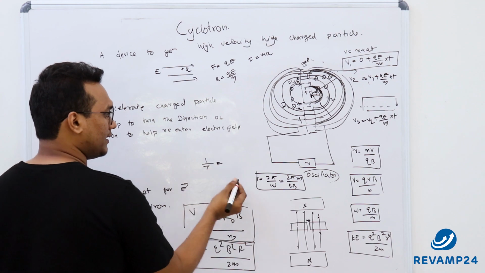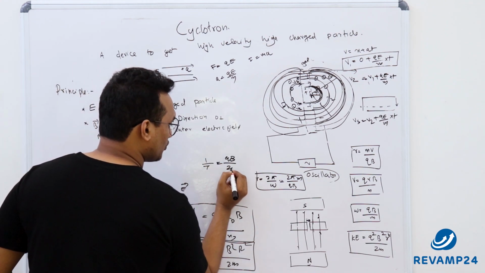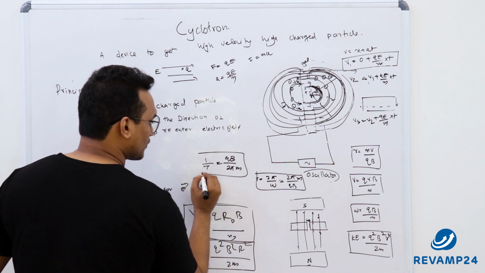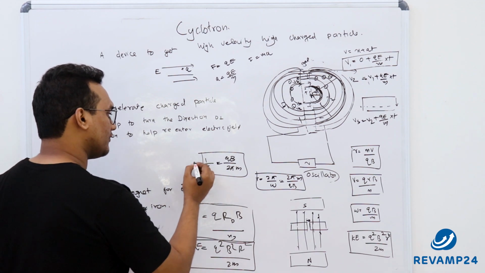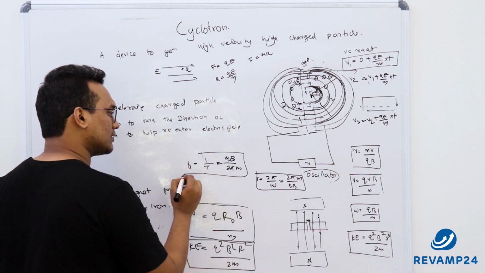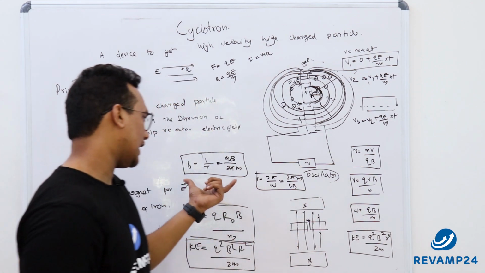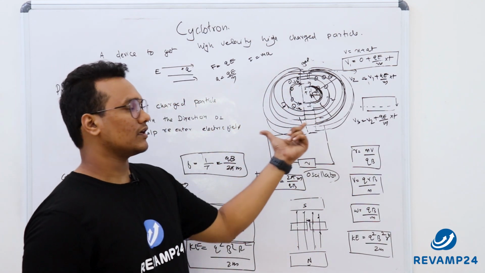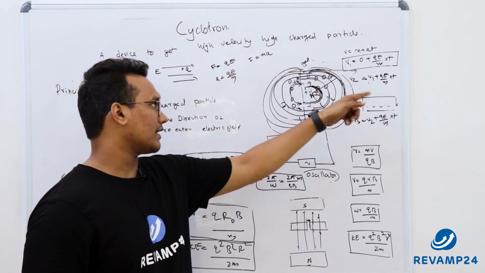So 1 by time period is nothing but frequency. That will be QB by 2 pi M. So 2 pi M by QB is the time period and 1 by time period is the frequency, and that is the frequency of the oscillator. Okay, the oscillator frequency has to be set to this, then only we can have high velocity, high energy charged particles taken out from a cyclotron.